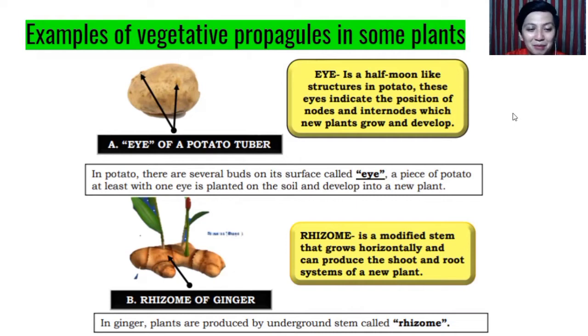Okay, then letter B, we have rhizome of the ginger. So rhizome is a modified stem that grows horizontally and can produce the shoot and root system of the new plant. So in ginger, plants are produced by the underground stem called rhizome. So mukha siyang ugat, di ba? So, but this is a specialized stem. Okay, so para dun tutubo yung leaves niya, dun din tutubo yung roots niya. Okay?